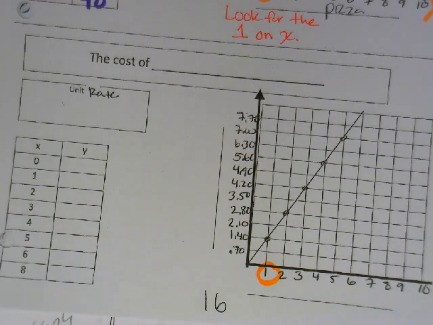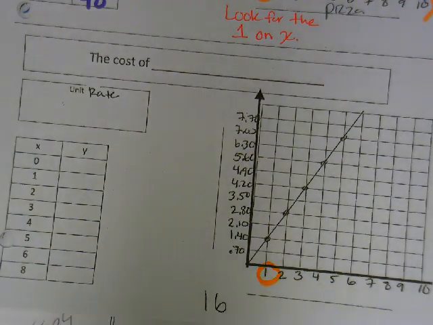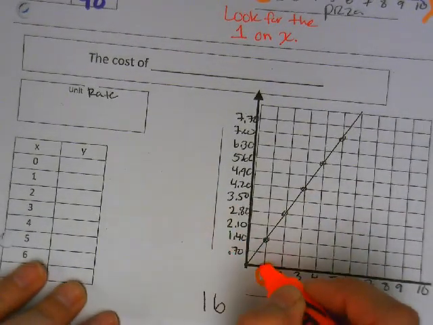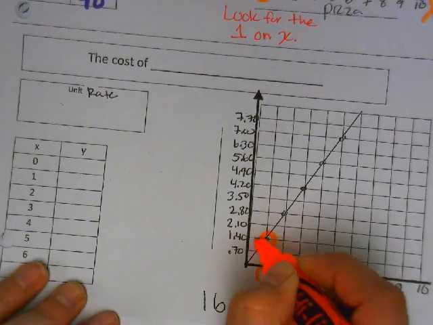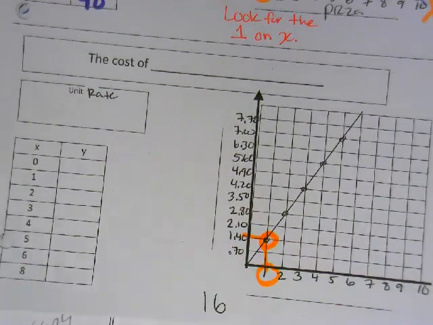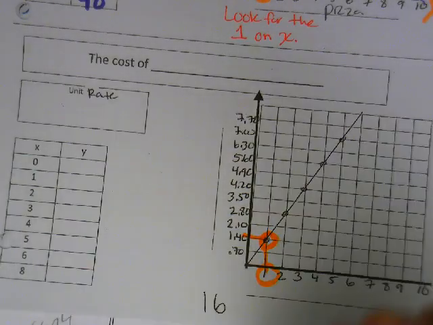You want to look for the 1. Tuesday when we come back, I will teach you what to do when there is no 1. Today, I give you the 1. But I don't make this nice. I make it hard. So find your dot. You got to find the dot, then turn left. So what is my unit rate? 1.4.